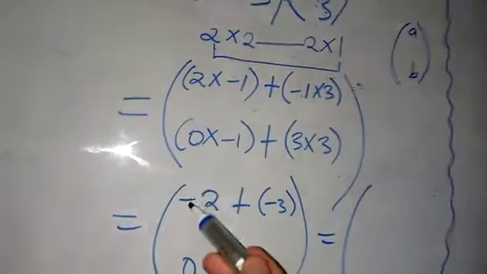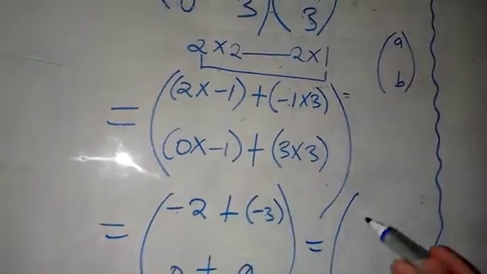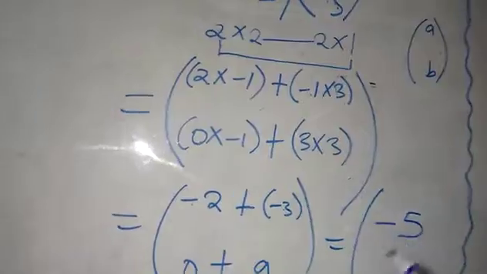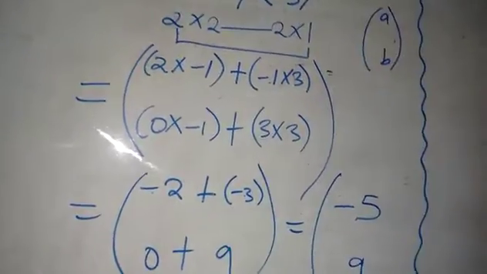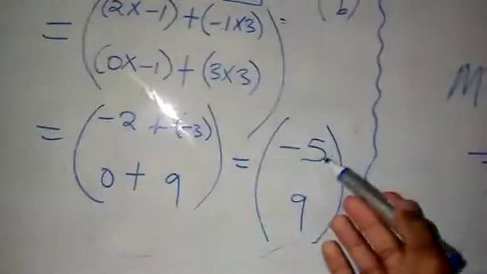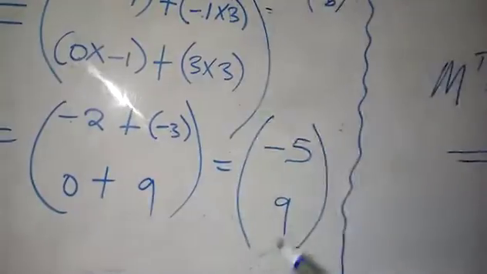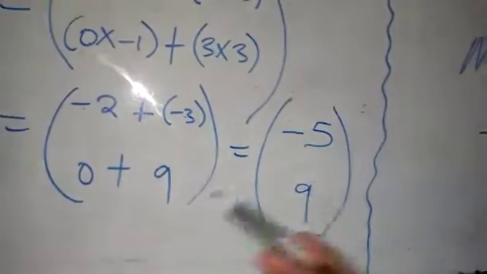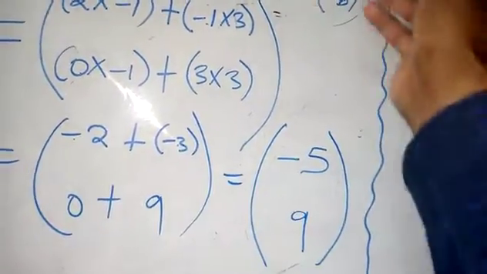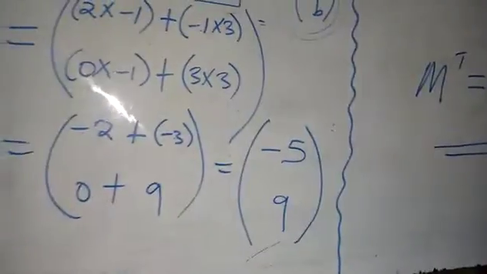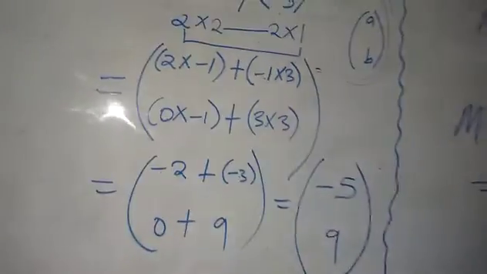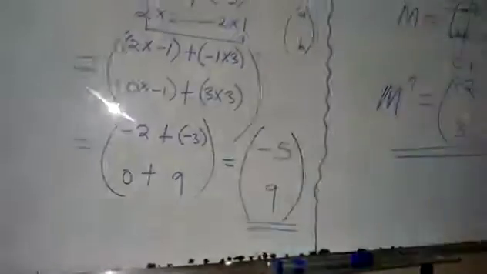When adding integers with the same sign, keep the sign and add the numbers. So you keep the sign, then you say 2 plus 3, the answer is 5. 0 plus 9, we know it is 9. So if you check the order of this product, you are going to find out that we have 2 rows and 1 column, which means our prediction has become a reality. So this is how you multiply matrices, and this is how we are supposed to do it.